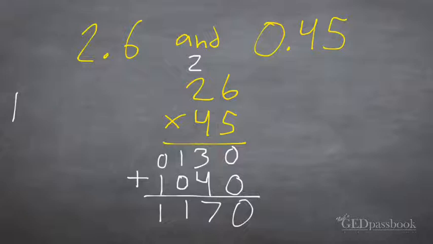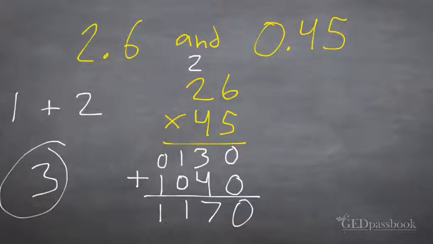How many steps does it take to get this 0.45's decimal to the end? 1, 2, right? 2. And yes, you add those. What's 1 plus 2? 3. This is the amount of steps you go into your answer to place the decimal.